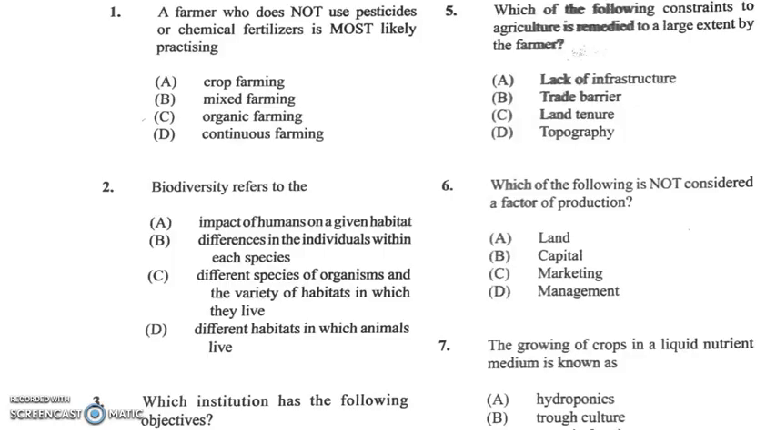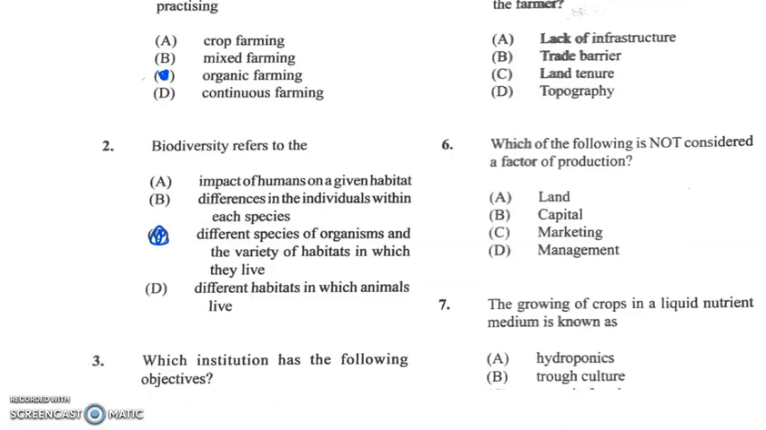All right, let us begin. Question 1. A farmer who does not use pesticides or chemical fertilizers is most likely practicing. Let me hear your answer. If your answer is C, organic farming, you're correct. So C. Question 2. Biodiversity refers to the C, the different species of organisms and the variety of habitats in which they live.